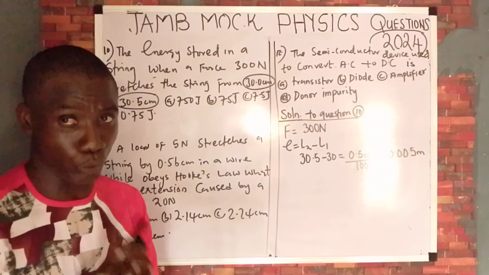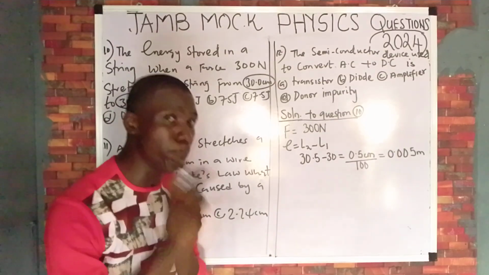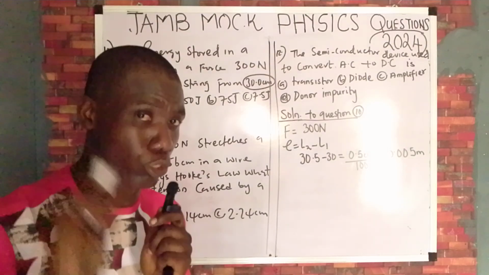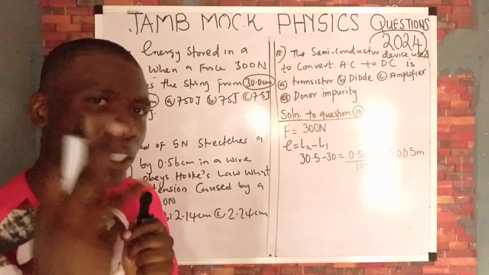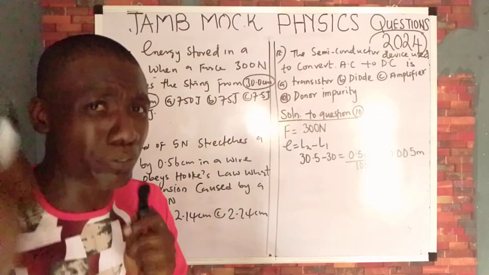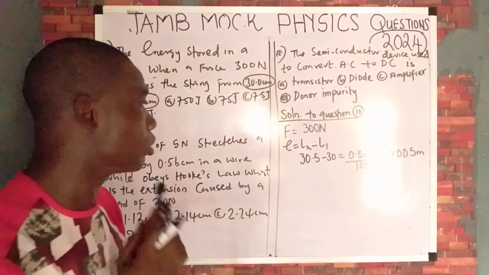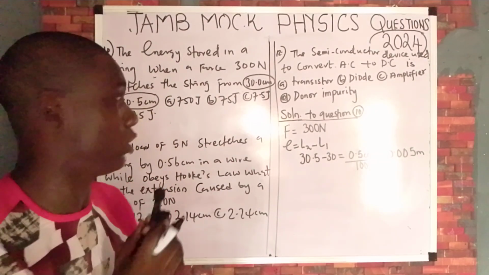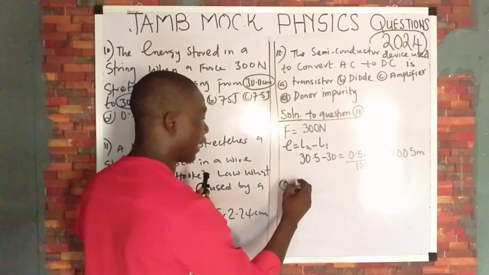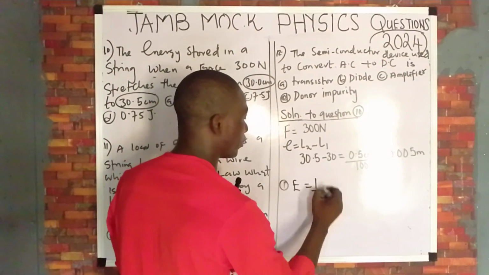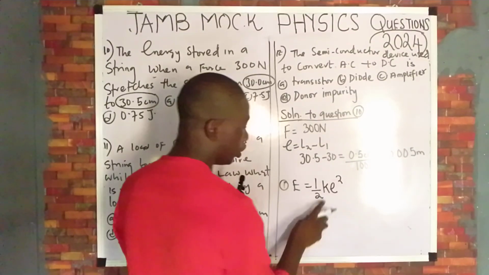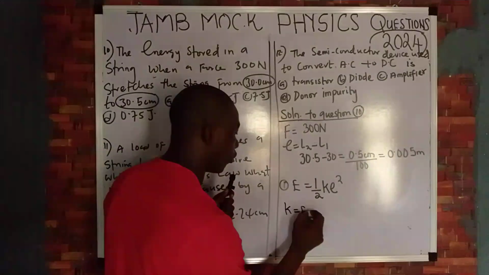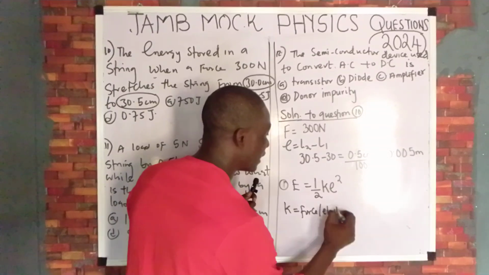Now, what is the formula that will be used to calculate the energy stored in a wire or a string? Don't forget that there are 3 basic formulas that are used in solving problems involving the energy stored in a string in elasticity of solid. What are the 3 formulas? As you are watching this video, please be writing these formulas down because they are very, very important. You can use them to solve other questions that will come out in your exam. The first formula is energy is equal to 1 over 2 Ke squared. Your K is called your force constant. K is force or elastic constant.